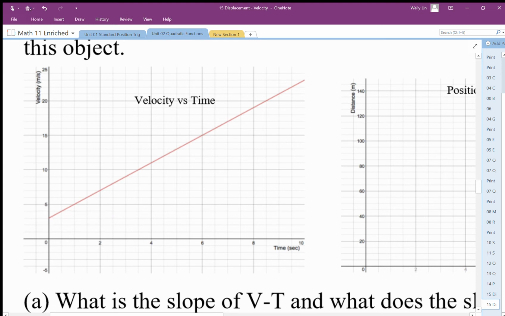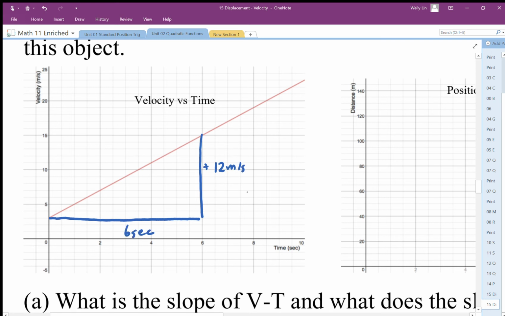You can do a different color to highlight it. There's a slope triangle. It starts at 0 seconds and 3 meters per second. And let's just go to here. Okay, so we've gone from 3 meters per second to 15 meters per second, so we added 12 meters per second over 6 seconds.